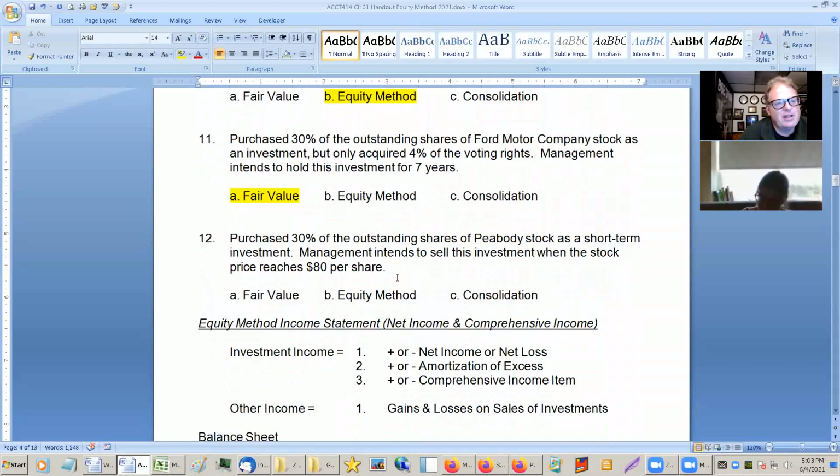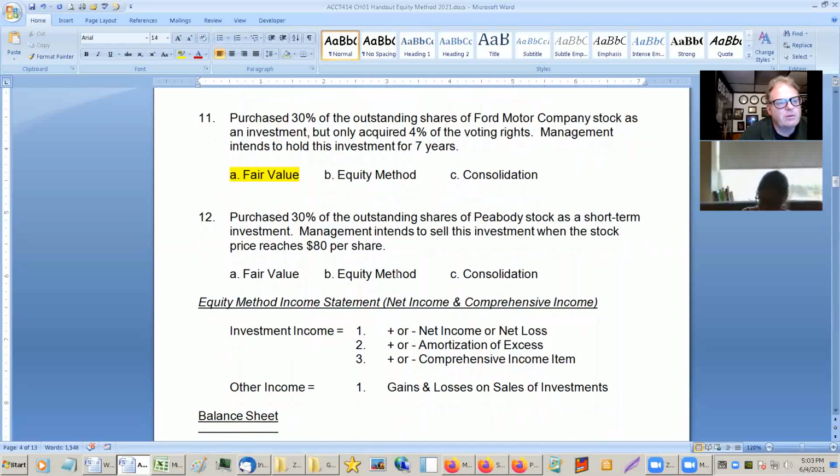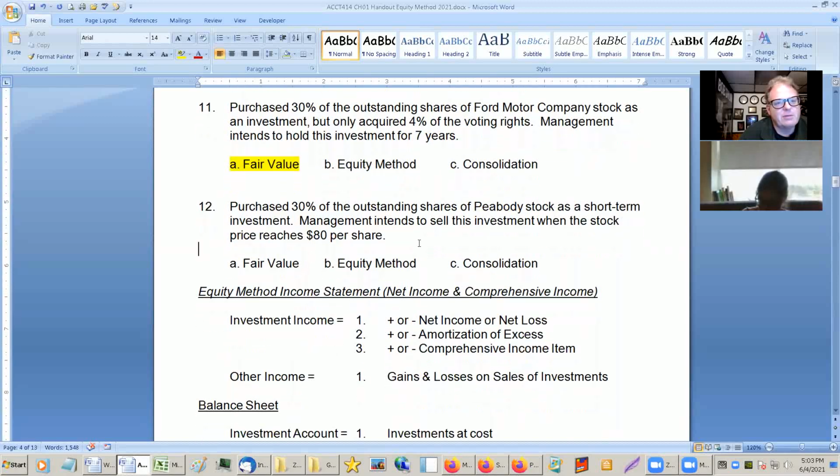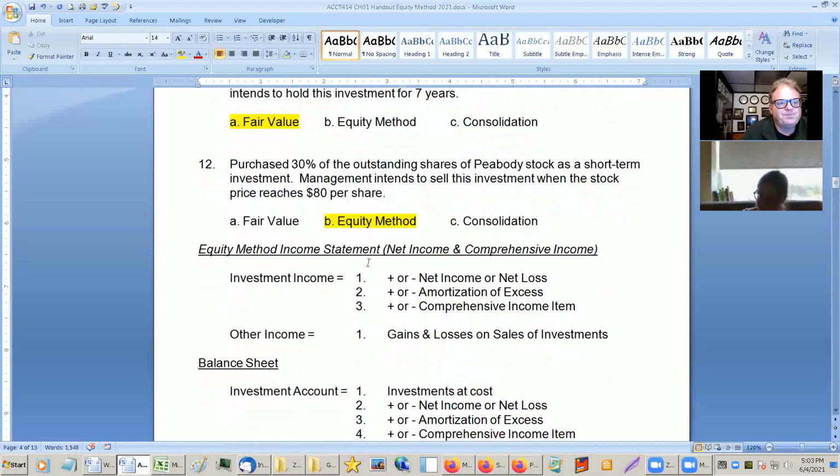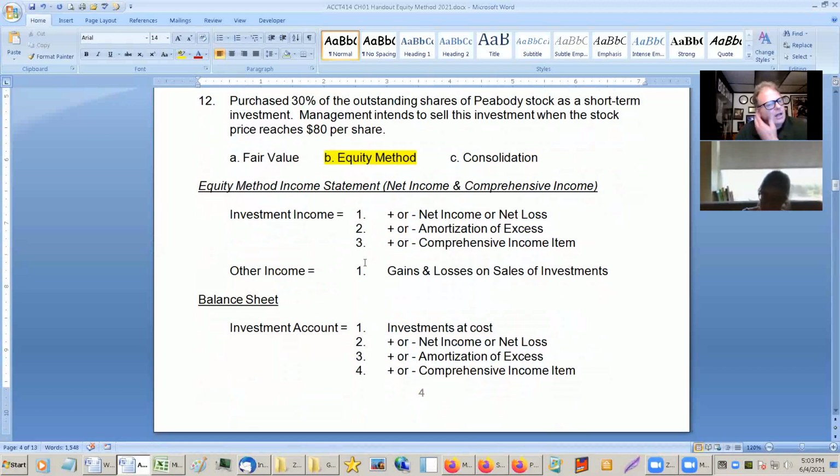So purchase 30% of the outstanding shares of Peabody stock as a short-term investment. Management intends to sell this investment when the stock reaches $80 per share. I guess it would be equity, right? Yeah. They didn't tell you whether it was influential or not, but it's in that 20 to 50 range. Right. Okay.